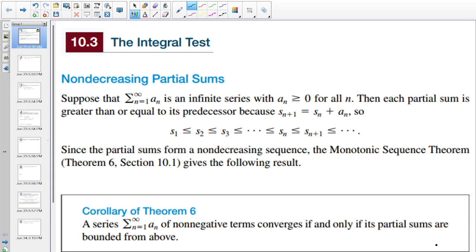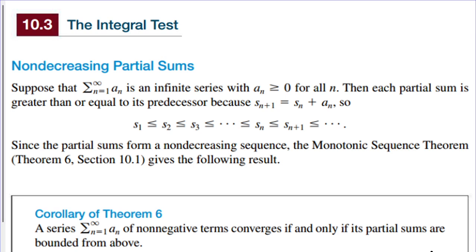Back to Calc 2. Today we're looking at lesson 10.3, using the integral test. First, let's define what non-decreasing partial sums are.